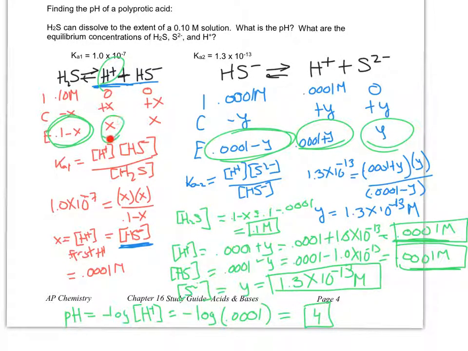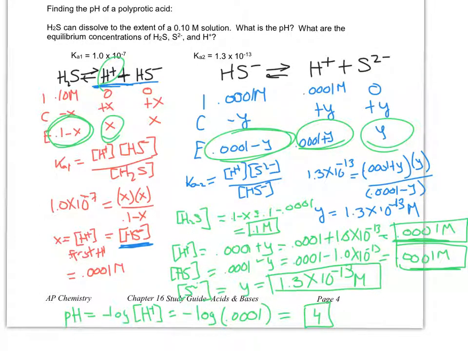H plus, I ended up with 0.0001 molar. HS minus, I ended up with 0.0001 molar. All match. S2 minus, ooh, that one I needed the second ICE chart for. pH is negative log of the H plus, so I could have gotten all of these from the first one, except for the S2 minus, except for that second anion.